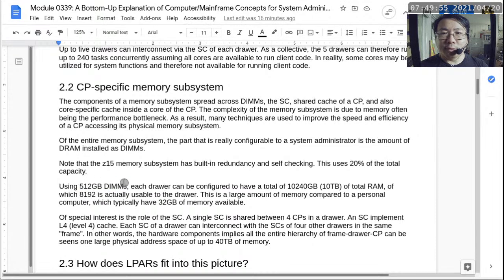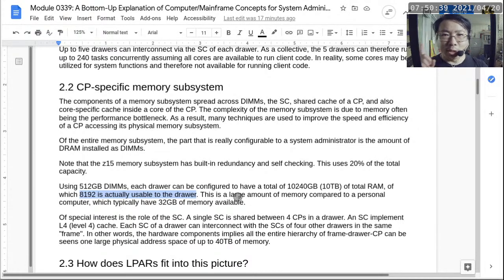So using 512 gig DIMMs, each drawer can be configured to have up to 10 terabytes of total RAM, of which only 8 terabytes is available to the software running inside the drawer, because of what we said, 20% is used for redundancy. But 8 terabytes is still a large amount compared to a personal computer, which usually only has 16 gigs of RAM. And if you have a gamer system, you might have 32, maybe even 64, but it's still a very small number compared to 8 terabytes.